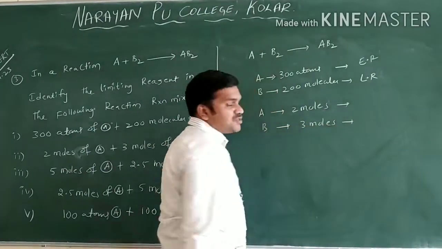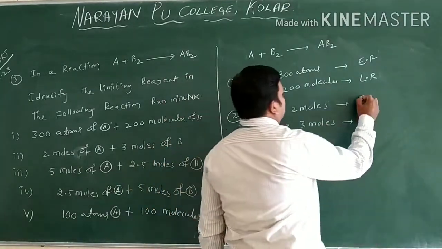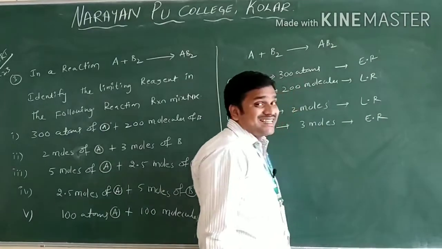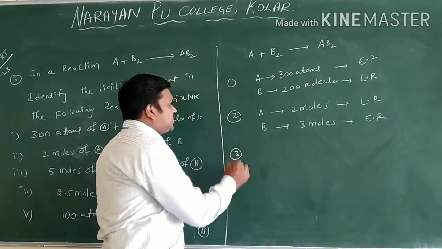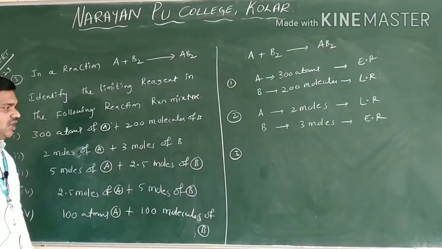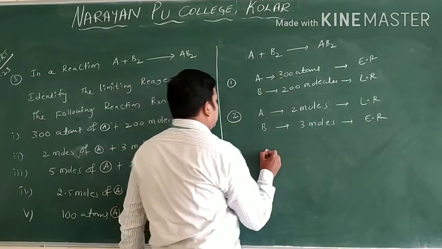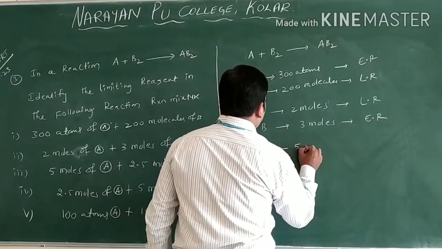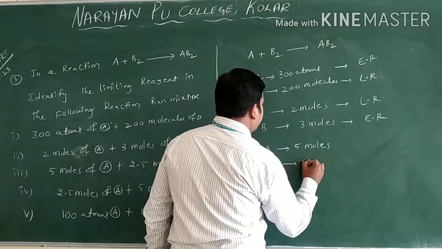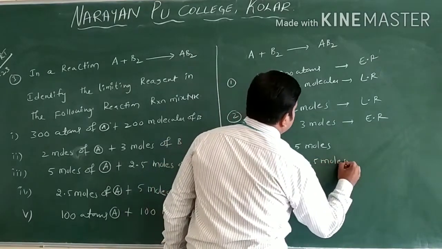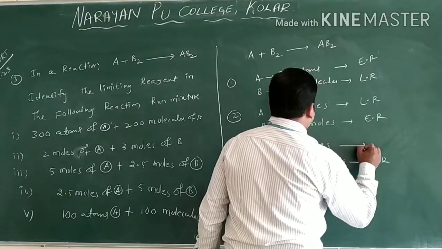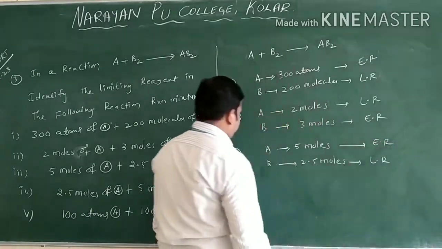Just now I told you, least value is the limiting reagent. So 2 moles of A is the limiting reagent, and 3 moles of B is the excess reagent only. See the third question we have: 5 moles of A and 2.5 moles of B. A is given 5 moles, B is given 2.5 moles. So the least value, B, is the limiting reagent, and A is the excess reagent.